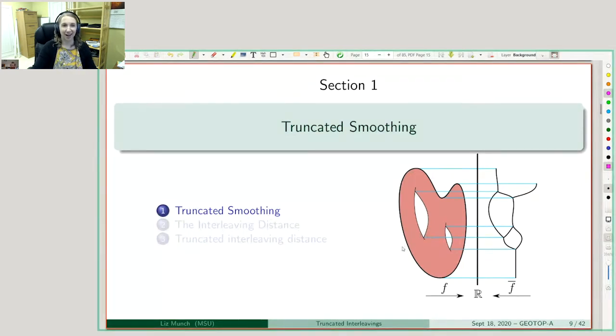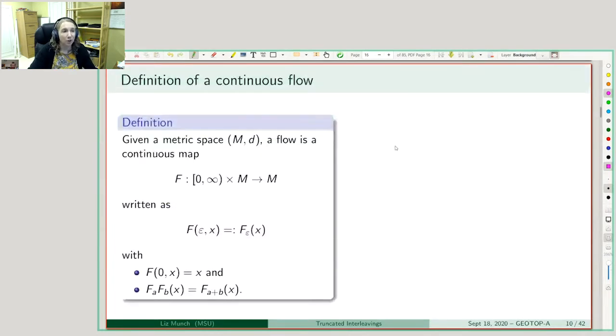Okay. All right. So let's talk about truncated smoothing first, which shouldn't make any sense to you in terms of anything I've said yet, so let's get there. So the idea of what we're messing around with here, we start to get close to the notions from dynamical systems, where I'm going to talk about a continuous flow in the following way.